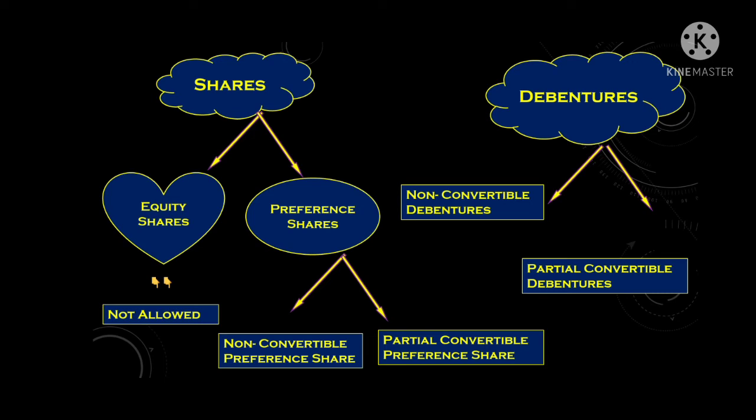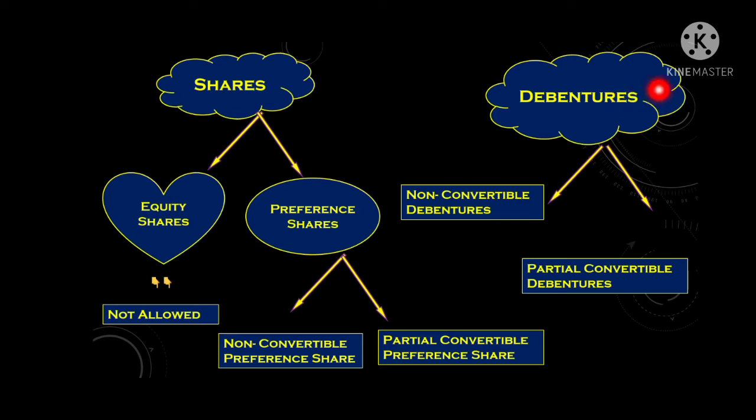Right? So if a company needs to avail ECB in the form of preference shares, then it has only two types of preference shares under which it can avail ECB facility. One is the non-convertible preference share and the other is the partial convertible, or we can say optional convertible. The rest of the types of preference shares are not allowed to raise capital under ECB.